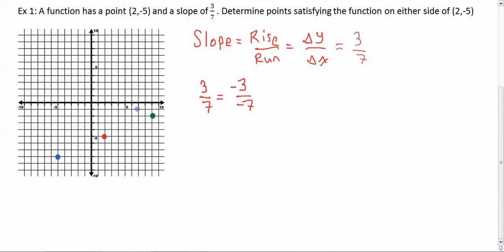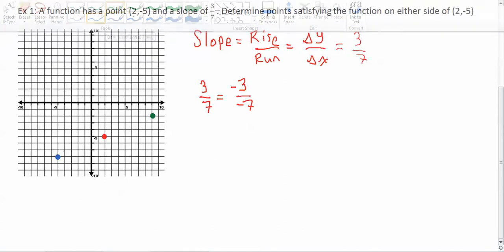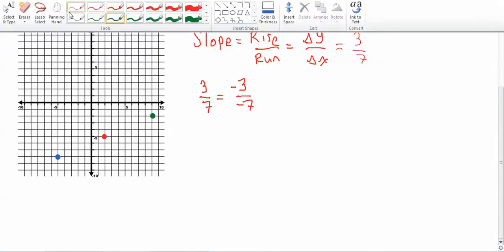So how could you do this without using a graph? Because you aren't always going to be provided a graph. Well, we're going to use the definition here of rise and run in terms of change in x and change in y.